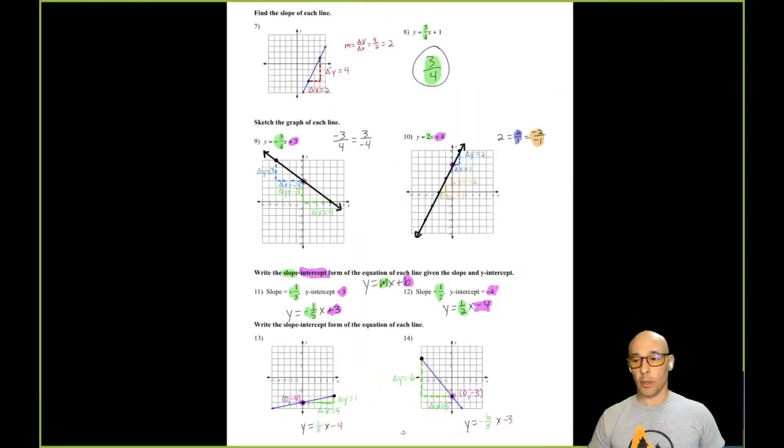And that is the C-level problems for Module 2 DBA. Hope you find that useful.